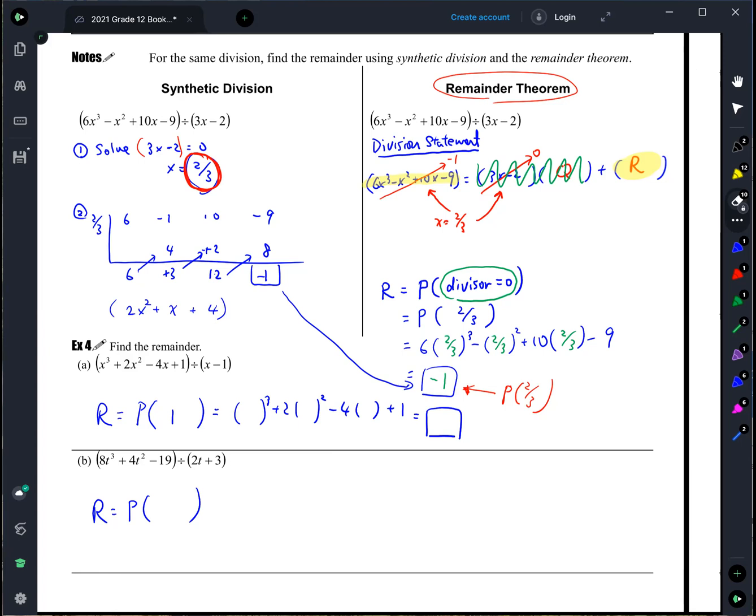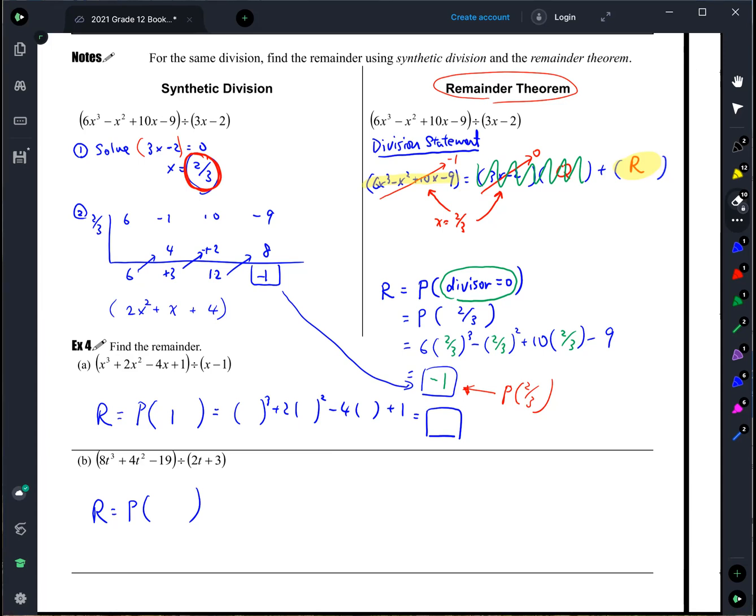Okay, so for question B, if I want to find remainder, what's the number we should put into X? Okay, think about that question. What number should we put into the X? Well, we don't have X here, it's T, right? What number should replace the T if I want to find remainder? Marcus?